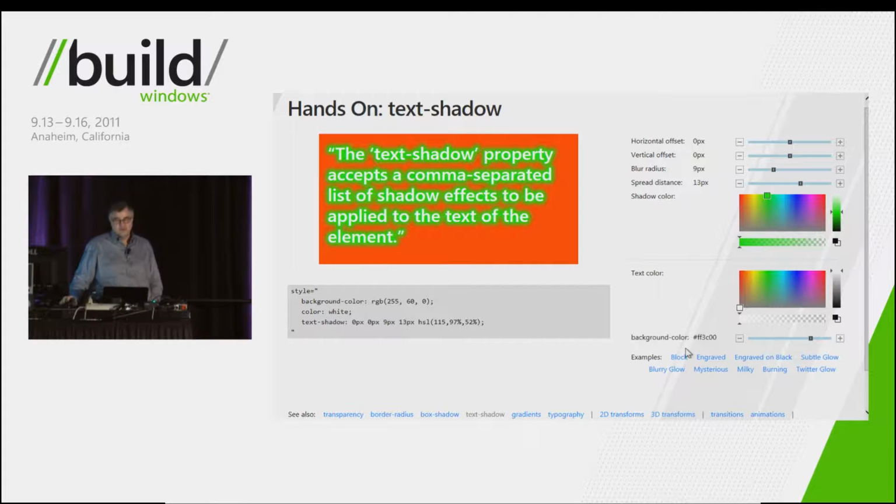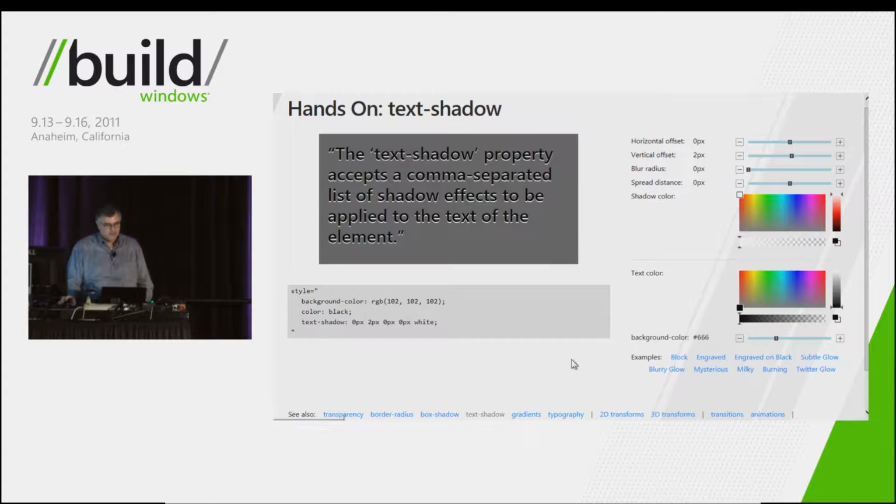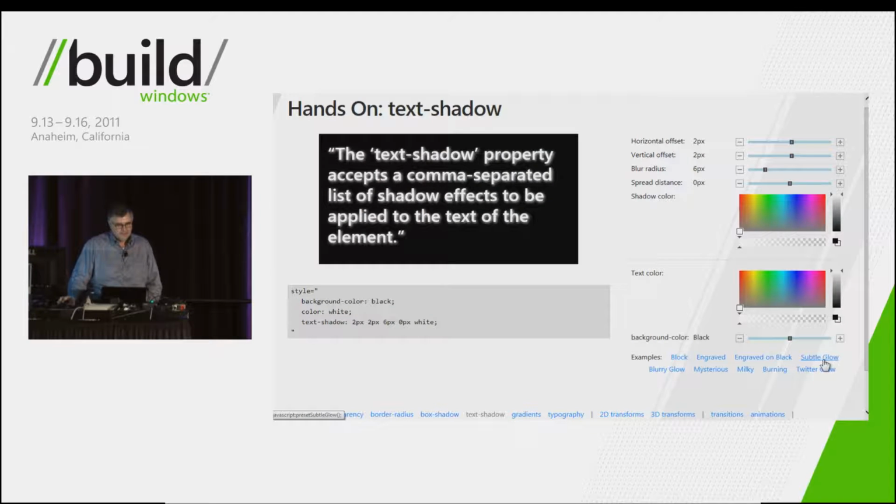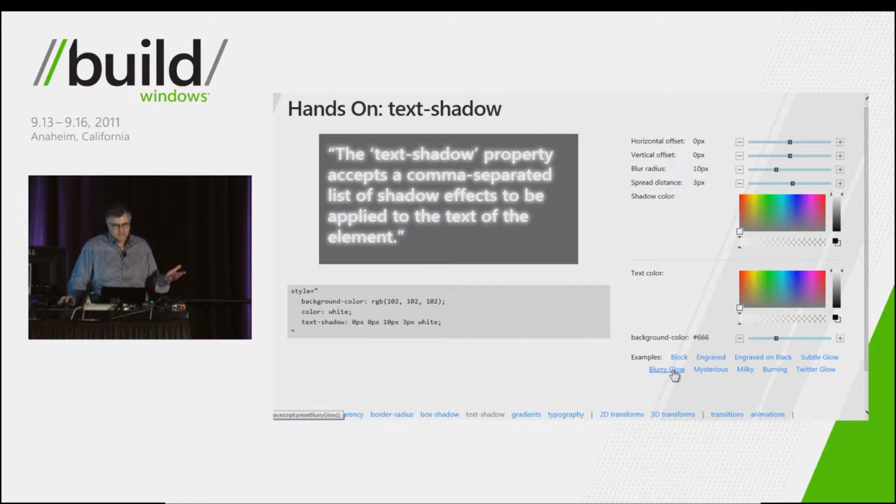There are samples out there on the web, different things. I borrowed a few from a website I like. Things you can do that aren't exactly text shadow looking, sort of an engraved look, maybe engraved on a black look, subtle glowing, maybe something that looks a little more blurry.